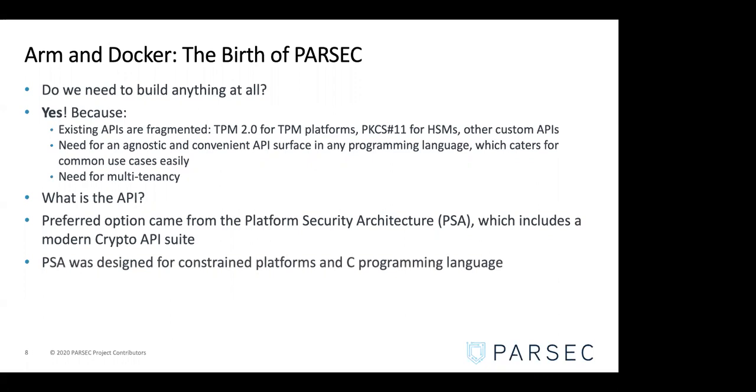And this API choice was really only the start of the story. By itself, the API isn't the solution. For one thing, PSA was designed originally for constrained platforms. And the PSA Crypto API was specifically a C language API, where we'd already declared a need for a language neutral and multi-tenant programming model. So we opted to take the PSA Crypto API as a set of contracts and use those contracts as the basis of an API that would map nicely into any language while also supporting multi-tenancy explicitly.